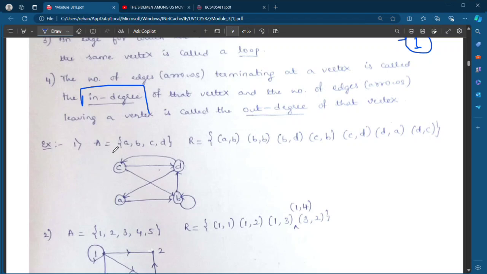You see, I have a set {a, b, c, d}, and I have a relation: (a, b), (b, d), (c, b), (c, d), (d, a), (d, c). Which means (a, b) means there is an edge from a to b. Suppose, for example, let me just draw and construct it. So this is a, b, c.